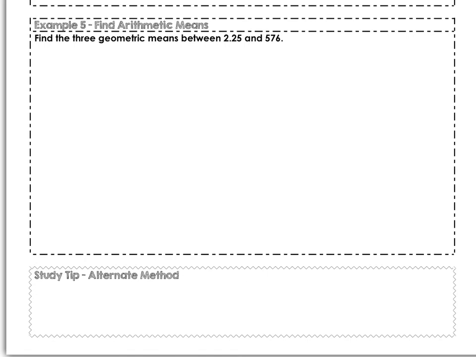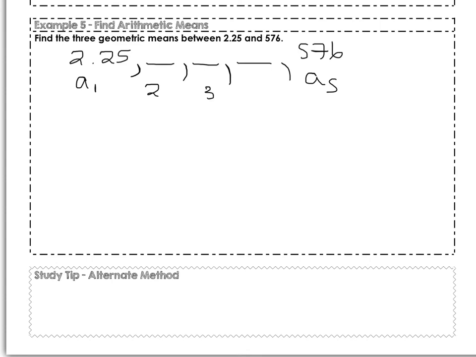All right, last example, we're finding geometric means. Once again, I do ask you, please look at the alternate method, it does take a little bit more of a logical approach. All right, so if we're given 2.25 and 576, we need to find 3 terms between them. We're given our first term, and we're given here, this is the first, second, third, fourth, our fifth term. So let's plug in what we do know to figure out what we don't know. We do not know our common ratio. So here's my general equation.